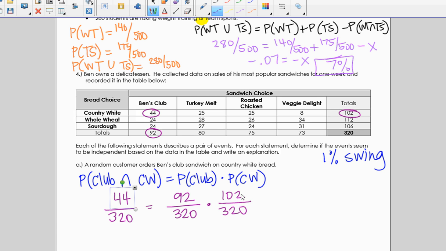If you put that in your calculator, I already did it, so I'm just going to give you the answers. I'm sure you guys are capable of putting that in your calculator. You get approximately 13.75% over here.